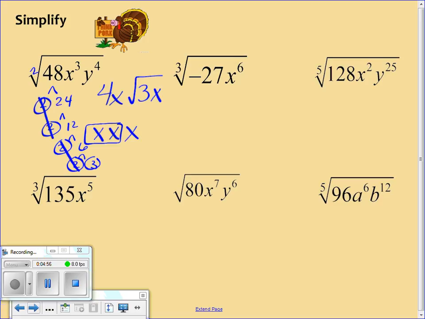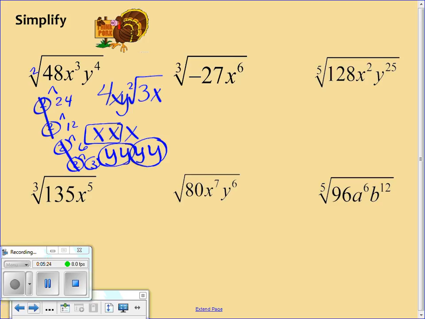So y to the fourth. There's a group of 2. There's a group of 2. It'd be y squared. Hold on, time out. Yesterday, what did we do? We took 4 and divided it by 2. What's 4 divided by 2? Y squared.